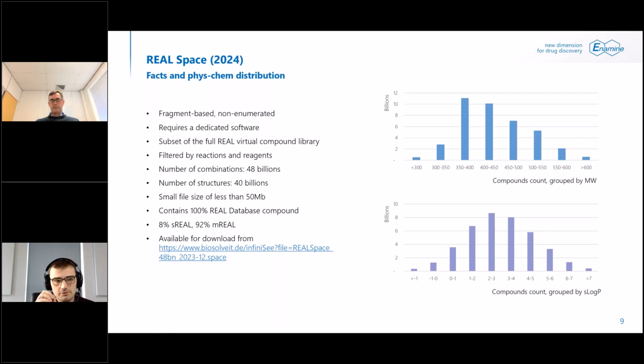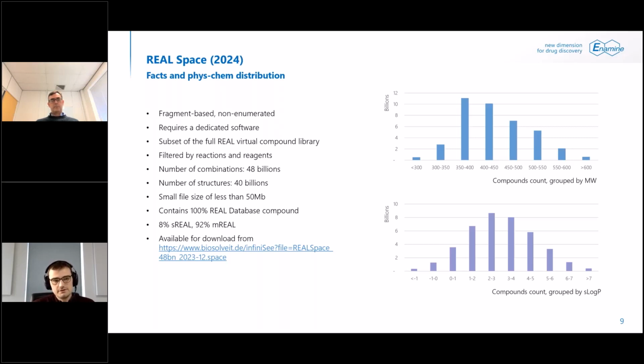First of all, I should probably say something about the fragment-based nature of real space. Fragment-based means that we do not have the SMILES for the final molecules in this file. We only have these parts, synthons or reagents, and the rules for how we can combine them. This allows us to search more compounds, but you need dedicated software. You can use software available on the market or run your own to search this space. So it's more tricky to work with.